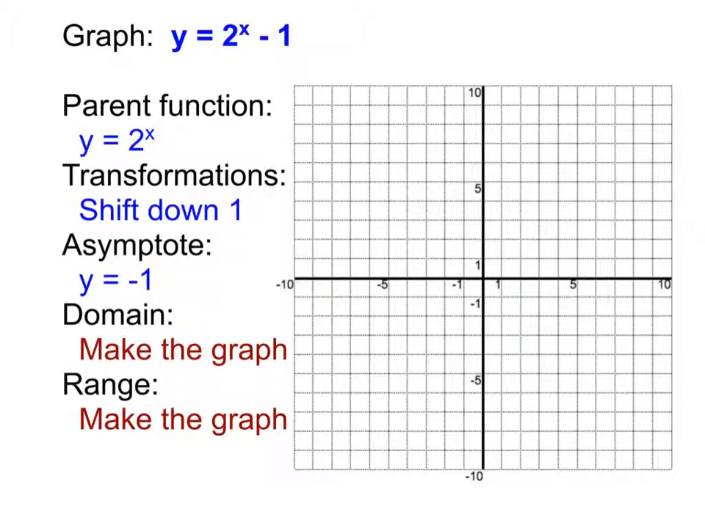Now what that means, in terms of some details over here, our parent function is y equals 2 to the power of x. In other words, my graph is the same as the one that I just made, except that we are going to shift it down 1. So every point is going to be in the same place, except they're all going to go down 1, which means the asymptote moves down with them. So the asymptote also moves down to -1. Remember, it was at 0, and if I take that and move it down 1, then it's at -1.